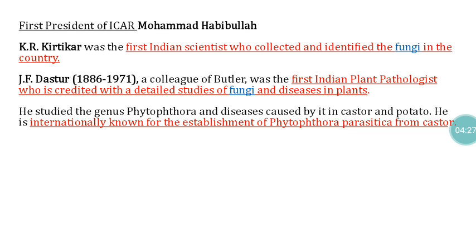J.F. Dastur, 1886 to 1971, a colleague of Butler, was the first Indian plant pathologist credited with a detailed study of fungi and associated plant diseases. Internationally, he is known for establishing Phytophthora parasitica from castor.